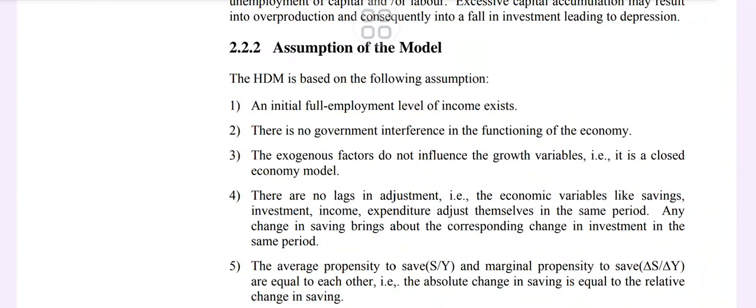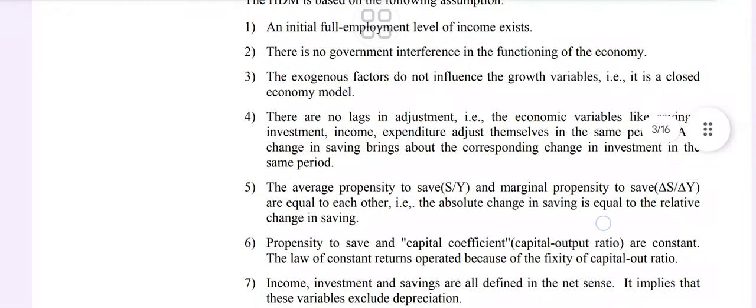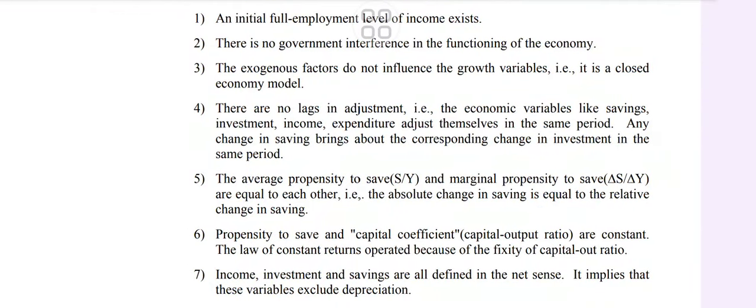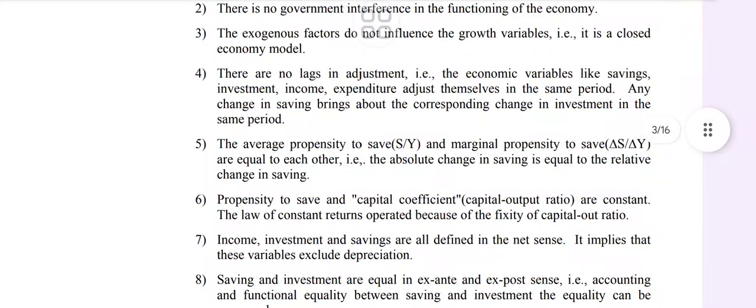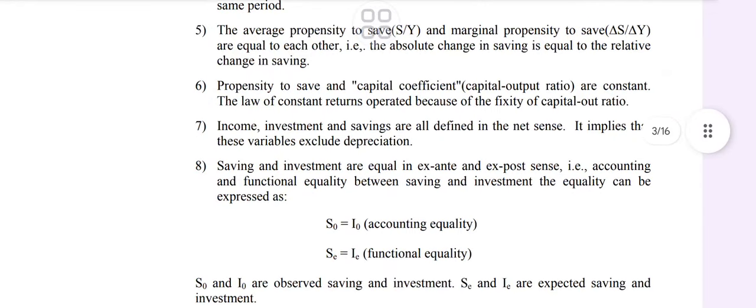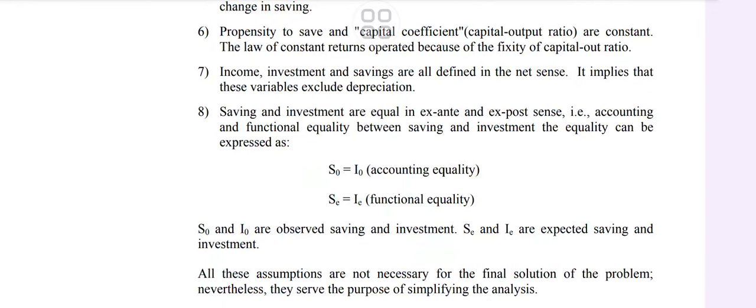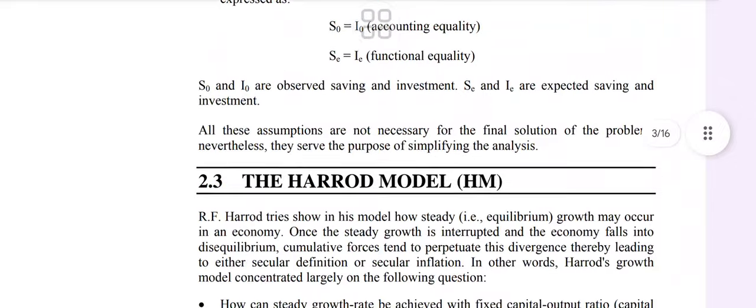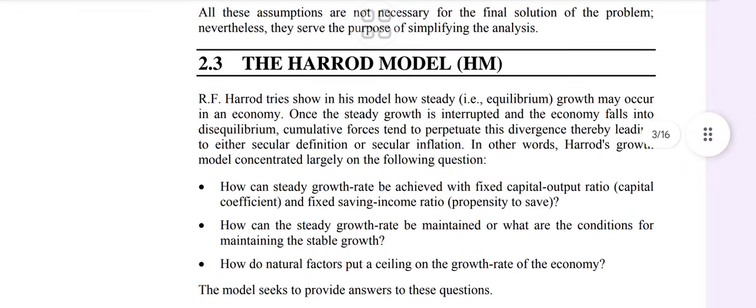Okay, so what are the assumptions? In any model, whenever you are reading, don't forget to read the assumptions, because these are crucial. An initial full employment level of income exists. There is no government interference. Exogenous factors do not influence the growth variable. There are no lags in adjustment. The economic variables, saving, investment, income, adjust themselves. The APS and MPS are equal to each other. The propensity to save and capital coefficient are always constant, and saving and investment are equal both ex ante and ex post. So now start with the Harrod model, as I already stated the year.